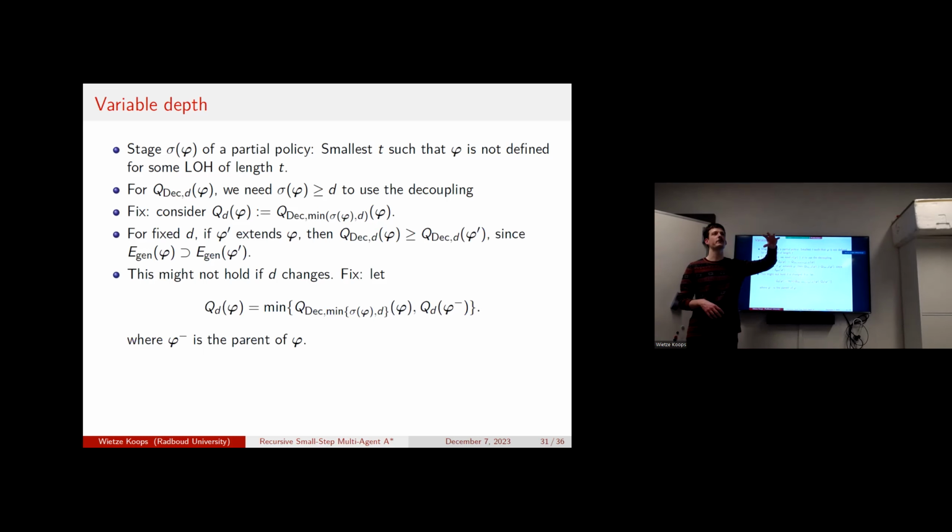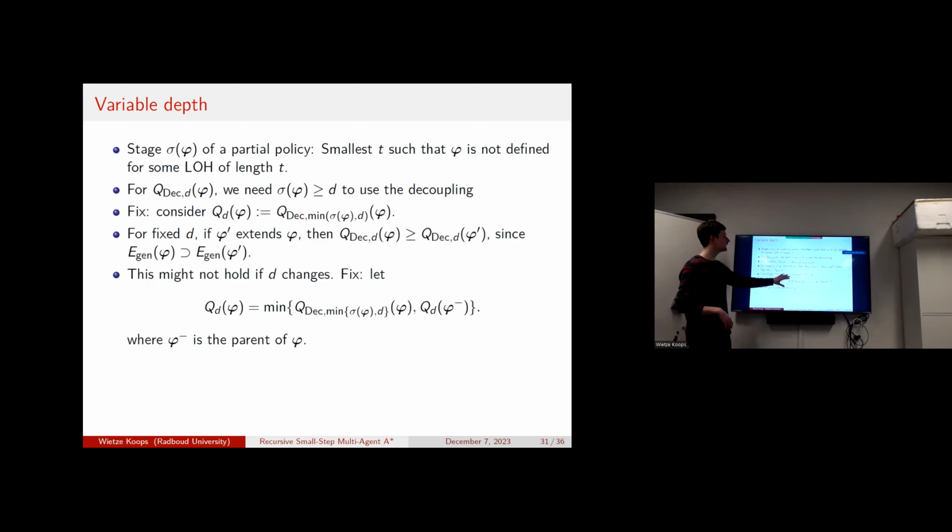Well, if I already had some heuristic value, and now I'm going to consider a subset of this, then of course I'm at least going to give the same guarantee. And when I change the depth, that is no longer the case. If I have a fixed depth, then it's fine, because I defined it as an optimization problem over the extension of this partial policy. Well, if I have a partial policy that specifies more actions, then the set of policies I'm optimizing over becomes smaller. So then indeed the value of the optimization problem becomes smaller.